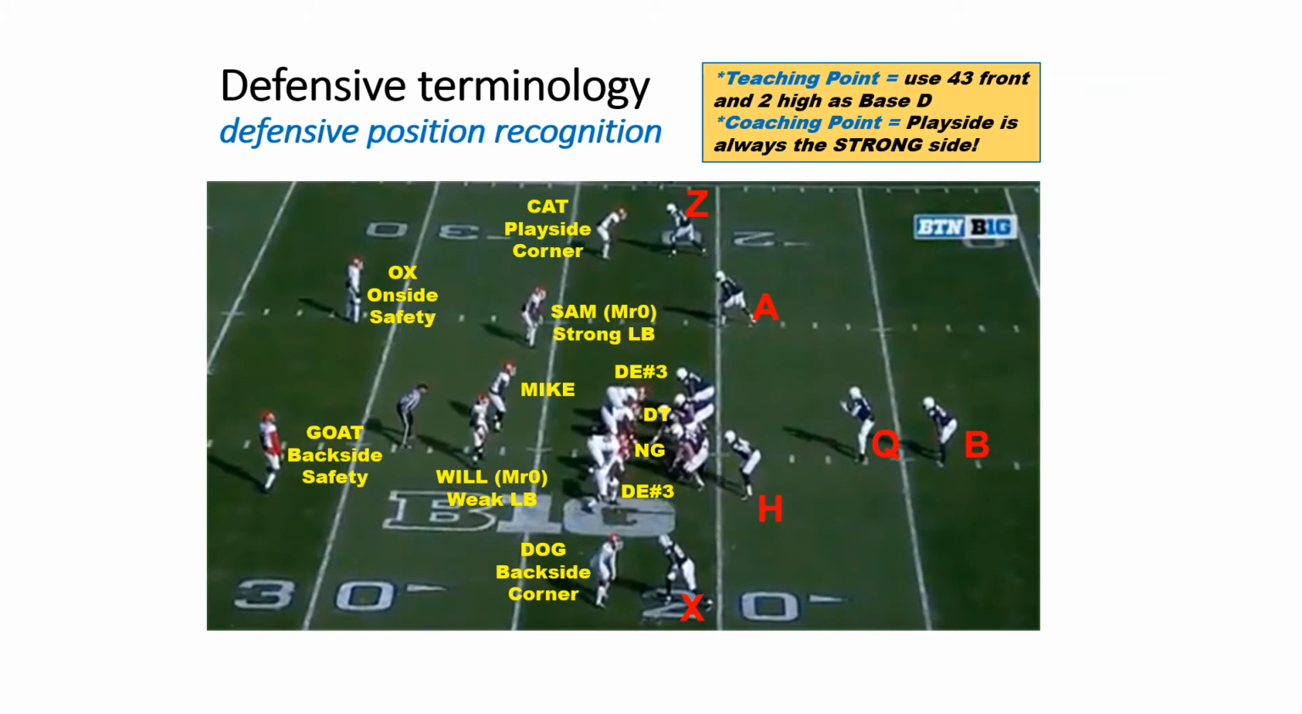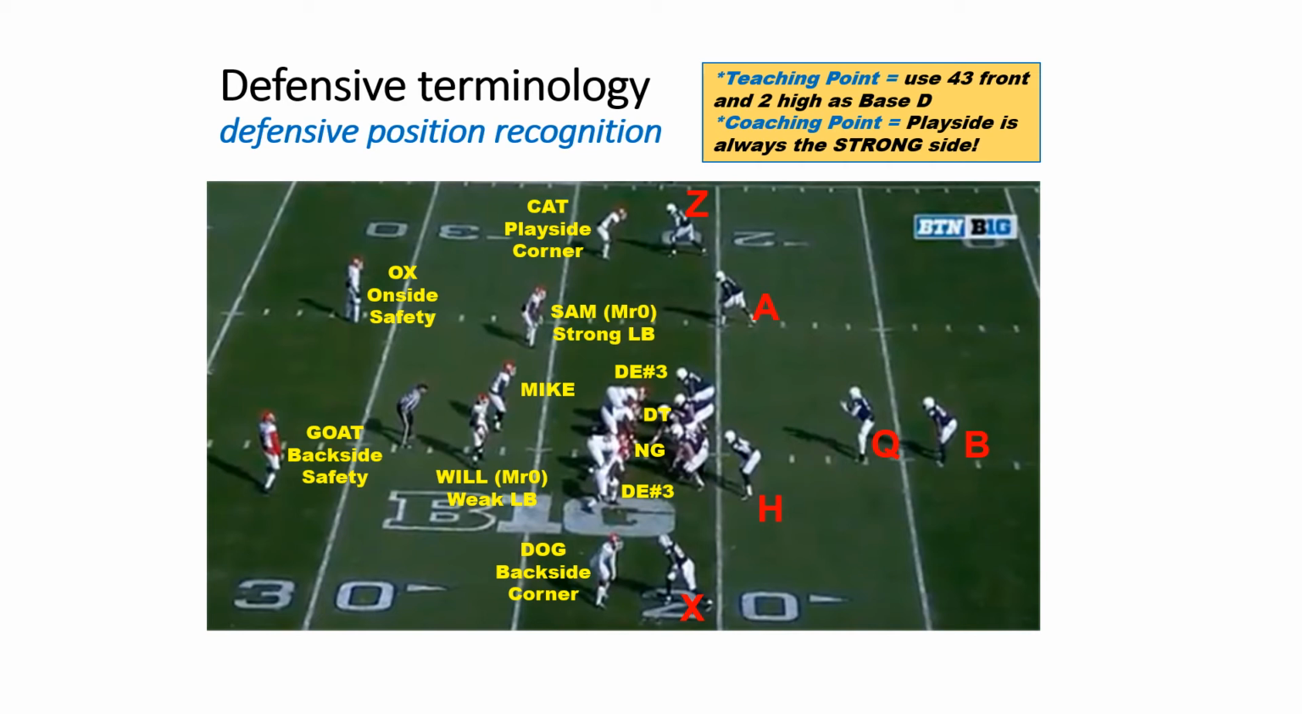Next, we want to go over defensive terminology or defensive position recognition so that we can be efficient and effective when we're communicating. First point here, teaching point, is we're going to use a 43 defense with 2 high safeties as our base defense. So everything is some version of that.